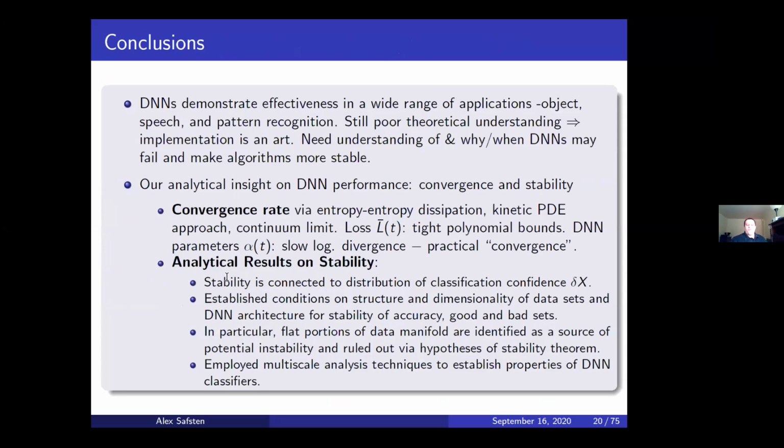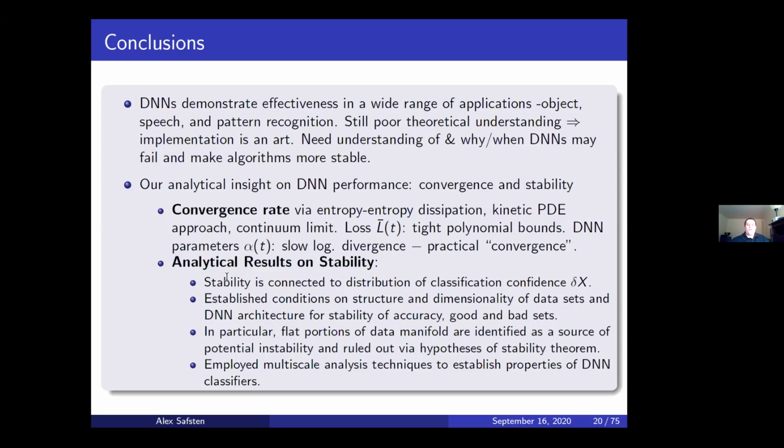I would just want to conclude with a note that though DNNs are used widely in data science and indeed many fields, there's still a need for theoretical understanding, and there is room for mathematical analysis to provide new information and new ideas relating to DNN algorithms. Specifically, we can study why they fail and make them more stable. We showed results on the convergence rate, showing that the loss function does converge to 0 with tight bounds, and that the parameters, though they might diverge, diverge very slowly.